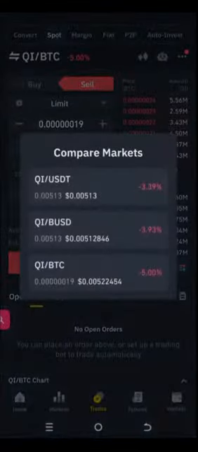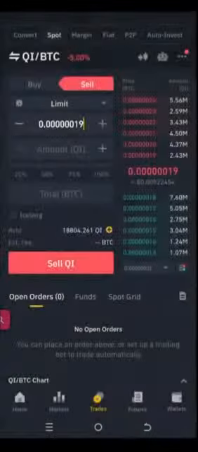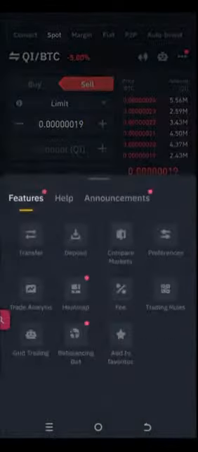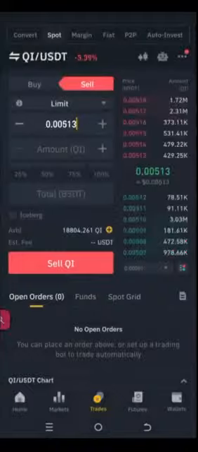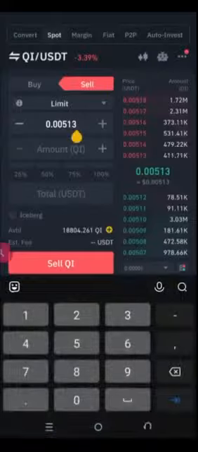So let's go and check. We're just going to have to wait. Oh no, this is QIBTC. Let's go back to QIUSDT. So we're going to set a sell limit and just wait for it to execute. We don't know how long this is going to take. A couple of days, a couple of hours. We don't know. So what we're going to do is change this to 5.4 because that's the only way.